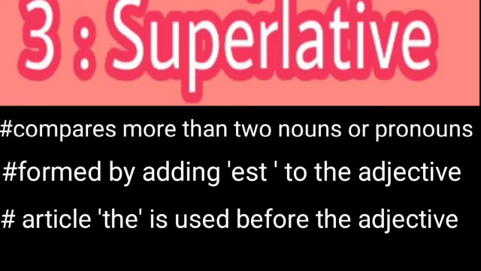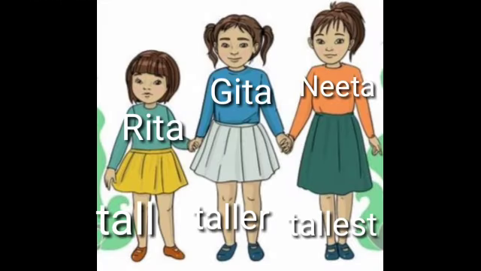Now, what is superlative degree? The superlative degree or form is used to compare more than 2 things, people, animals or places. Usually, the superlative degree of an adjective is formed by adding est to the adjective. We always use the article the before the superlative form of an adjective. Example, Neeta is the tallest of all the girls.